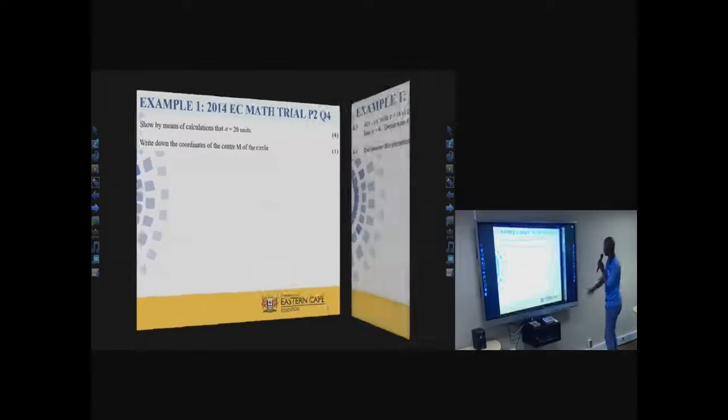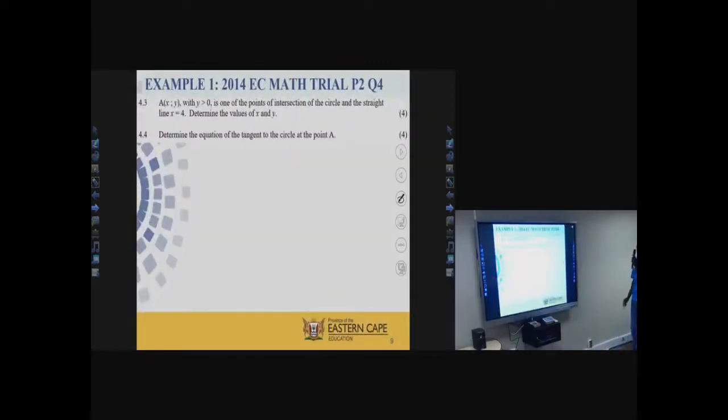Right. Then moving on to the next one. Still the same question is continuing. Now we are told that A, having coordinates x and y, with y greater than 0, is one of the points of intersection of the circle and the straight line x is equal to 4. Now the question is, determine the values of x and y. Values of x and y.